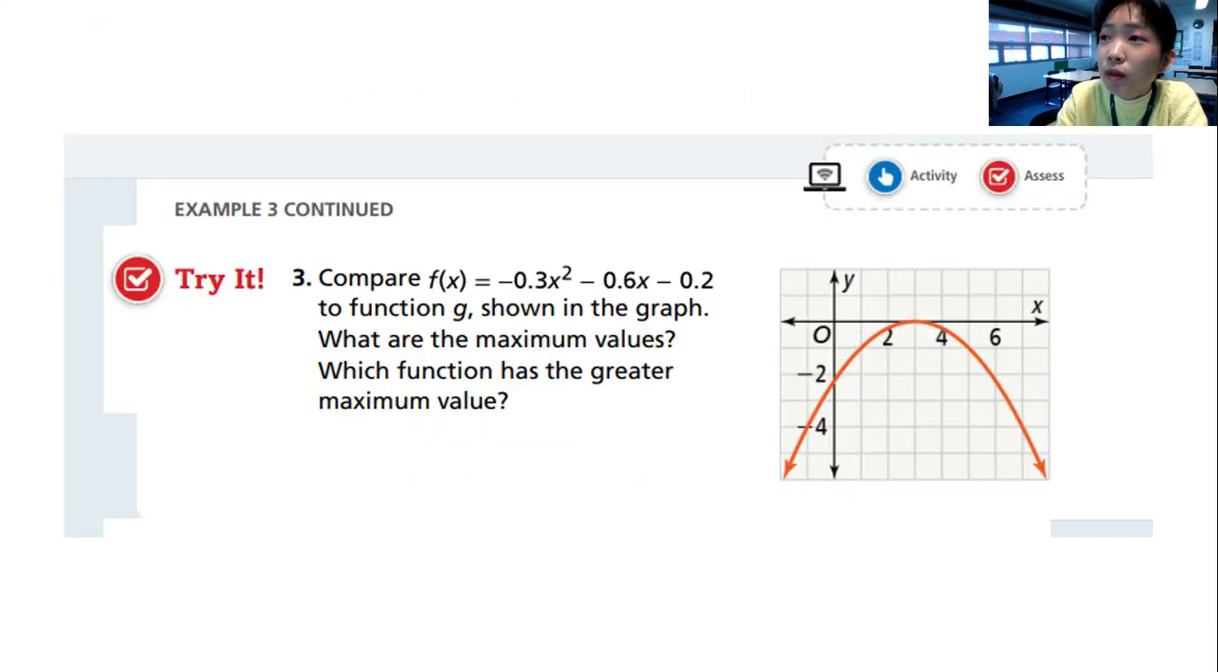All right, let's look at chart number 3. Compare the function f of x and g shown in the graph. G is shown in the graph. F of x is shown in the equation. Okay, we're looking at two different graphs. They're not the same thing. Which are the maximum values? Which means basically figure out the vertex, right? Which function has a greater maximum value? So please answer this by yourself. Pause the video and come back when you're ready for answers.